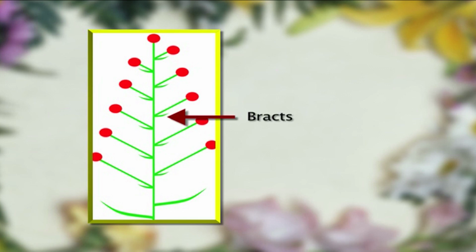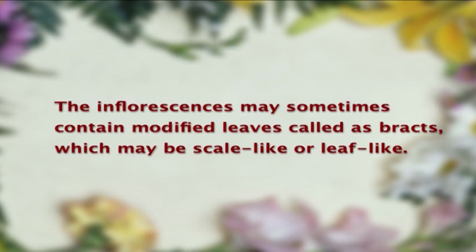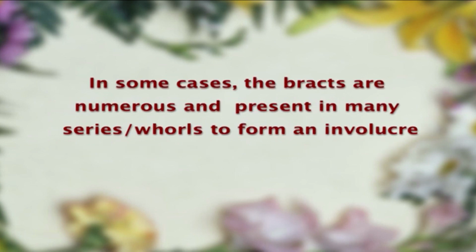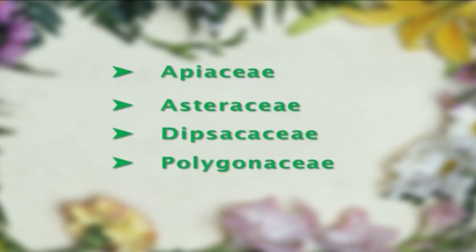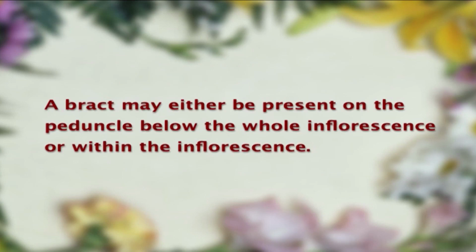The inflorescences may sometimes contain modified leaves called bracts, which may be scale-like or leaf-like. In some cases, the bracts are numerous and are present in many series or whorls to form an involucre. An involucre is a common feature beneath the inflorescences of many families like Apiaceae, Asteraceae, Dipsaceae and Polygonaceae. A bract may either be present on the peduncle below the whole inflorescence or within the inflorescence.